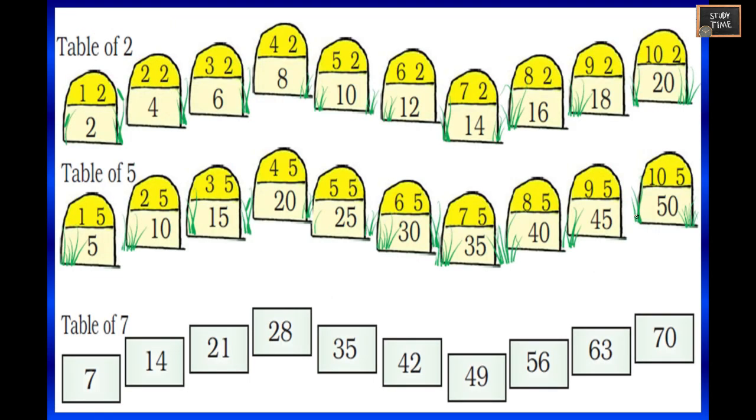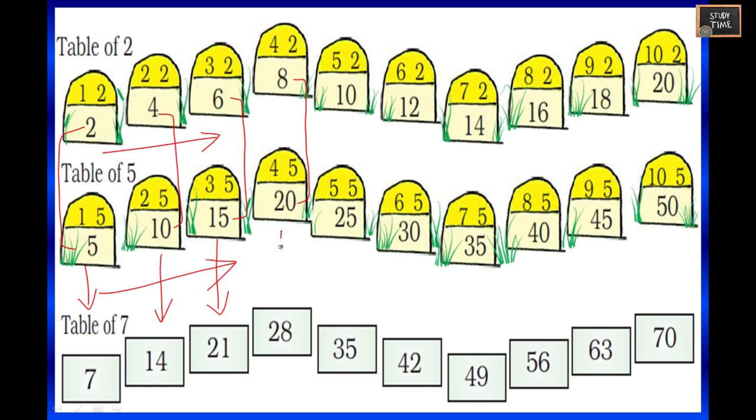So we'll see how she is getting it. She has written the 2 table here, and this is the 5 table. So how can she write the 7 table? 2 plus 5 is 7. 4 plus 10 is 14. 6 plus 15 is 21. 8 plus 20 is 28. Similarly, you can do up to 10.